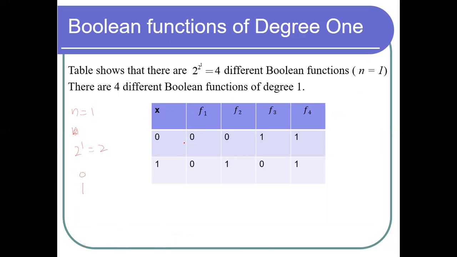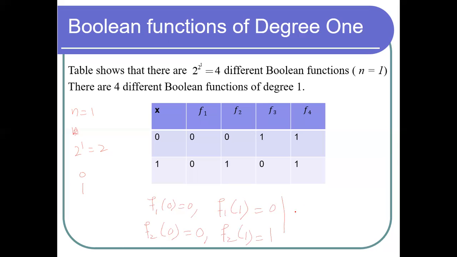4. The first Boolean function maps 0 to 0, and 1 is again mapped to 0. Then what does f2 mean? It maps 0 to 0, and 1 is mapped to 1. So for f1, when you put 0, it will give you 0, and if you put 1, it will again give you 0. For f2, if you put input 0, you get output 0. If I put 1, you will get 1.